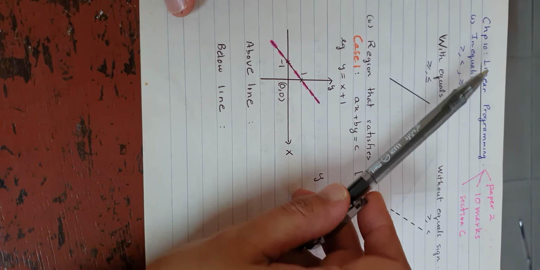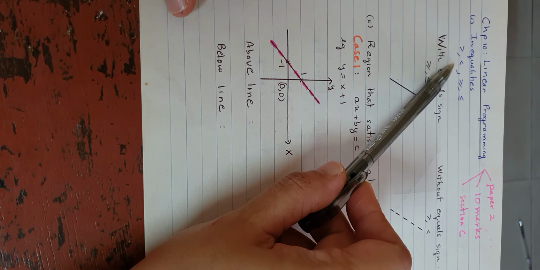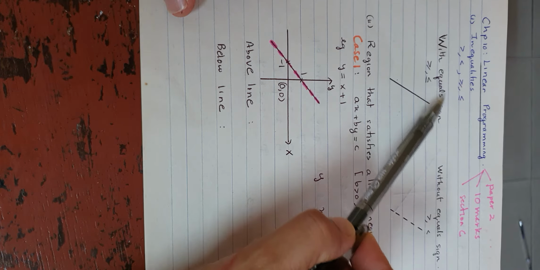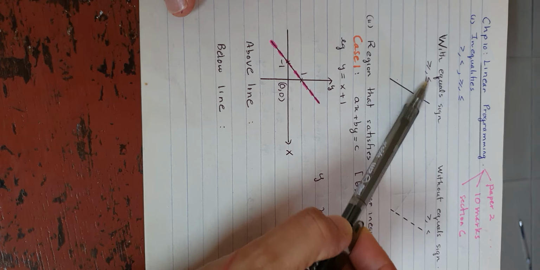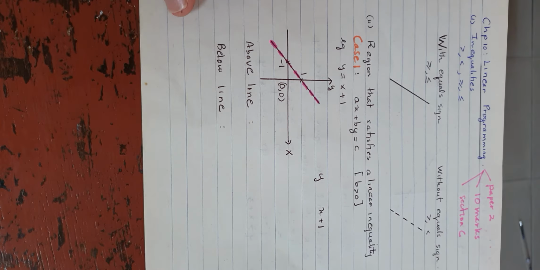If I say inequalities, there are 4 types of inequality: greater, less, greater and equal, less and equal. When you get the equal sign, you have a solid line, a darkened black line. Without the equal sign, you have a dash line. Okay, that's very important.